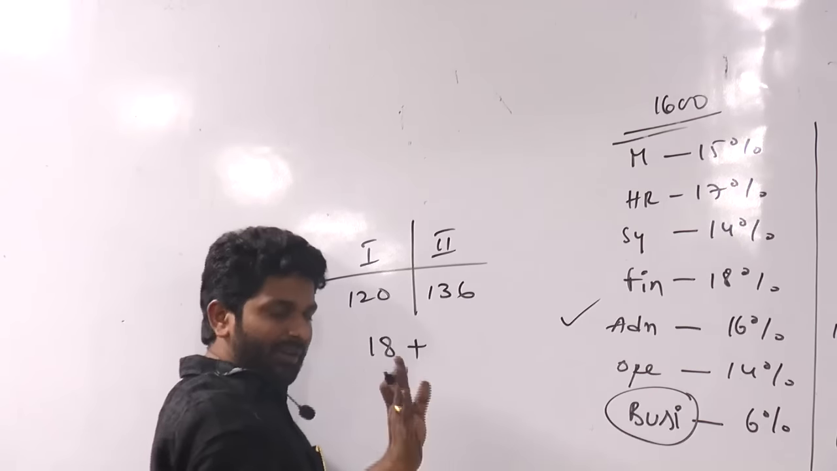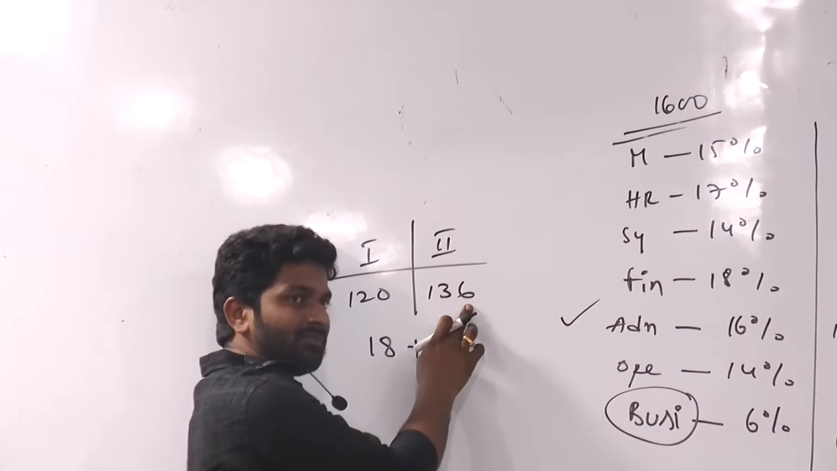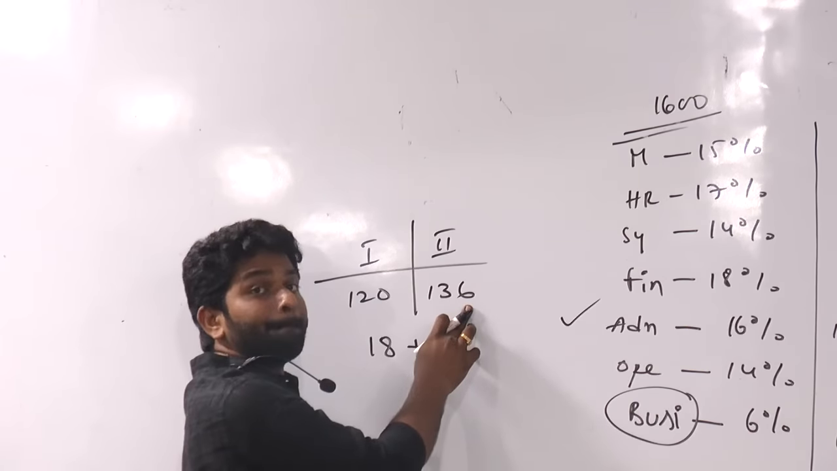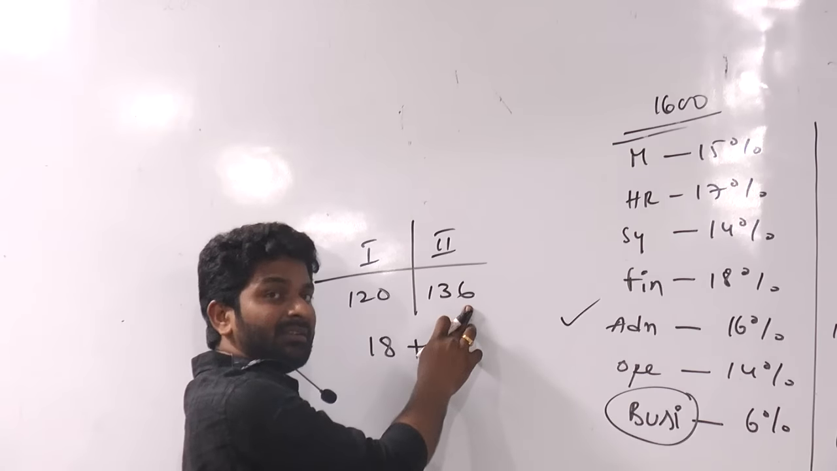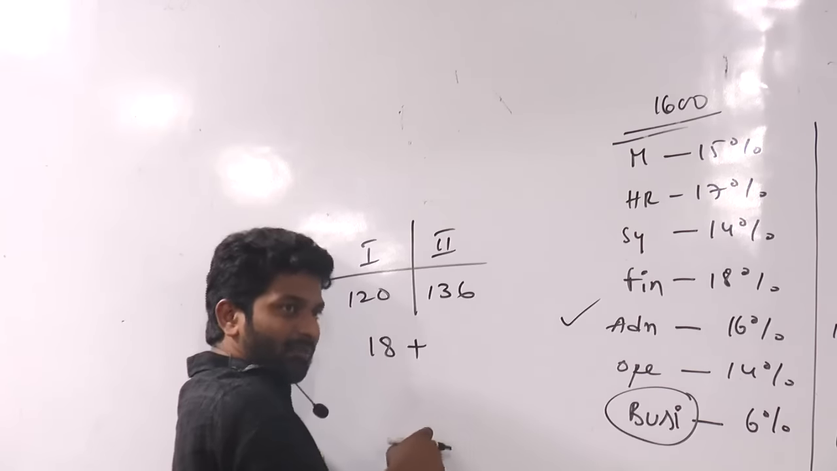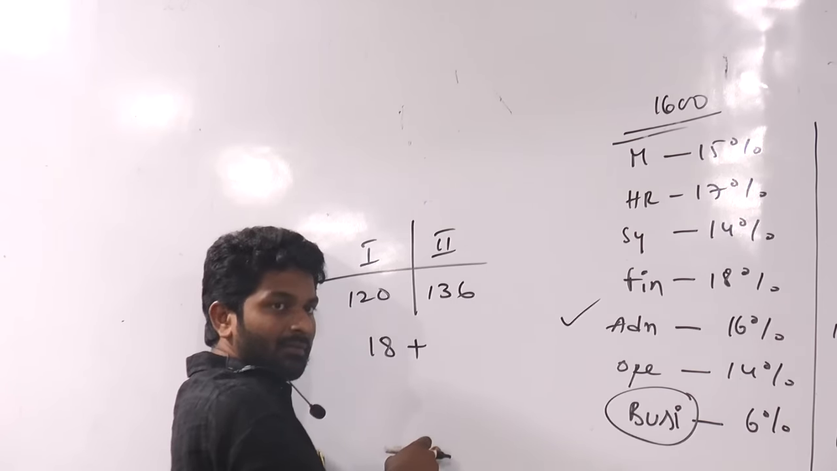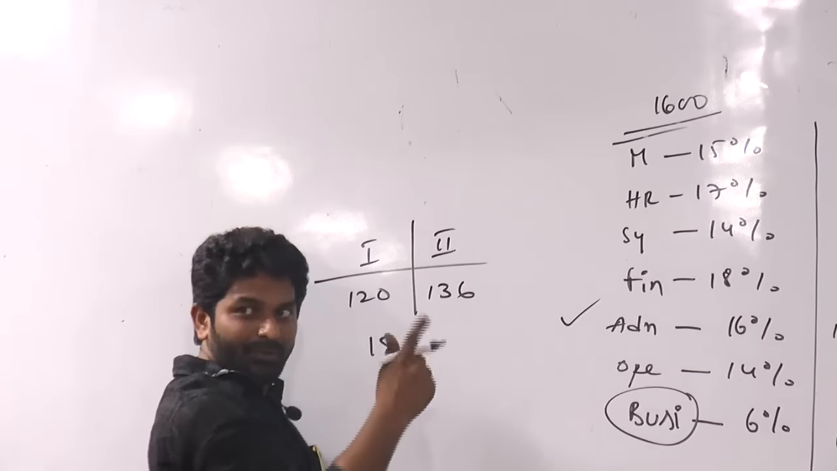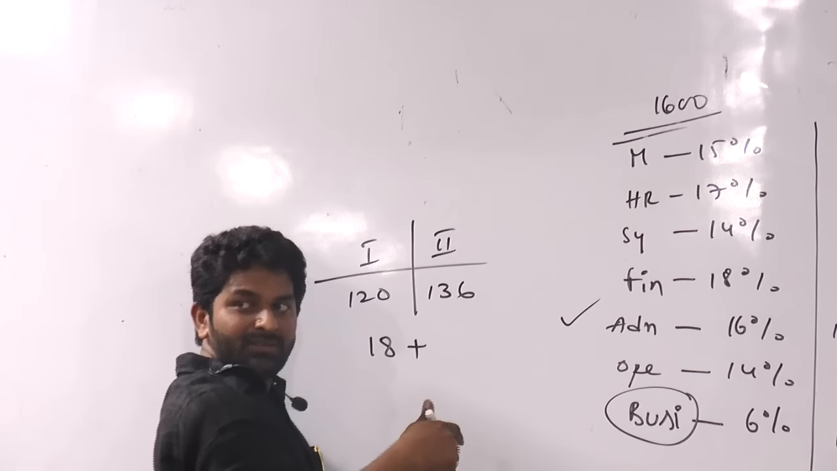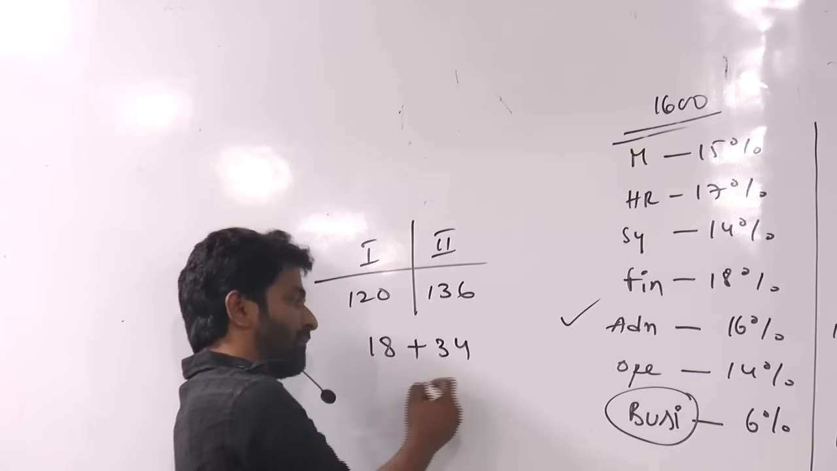For time being I will treat this number as 140. Half of 140, again half of 70. So from 35 I need to subtract 1. 25% of 4 is 1 only, right? 35 minus 1, 34. You need to add these two numbers, answer is 52.